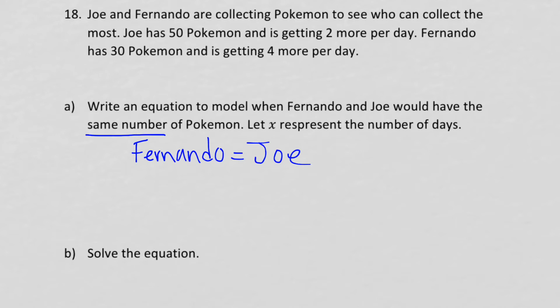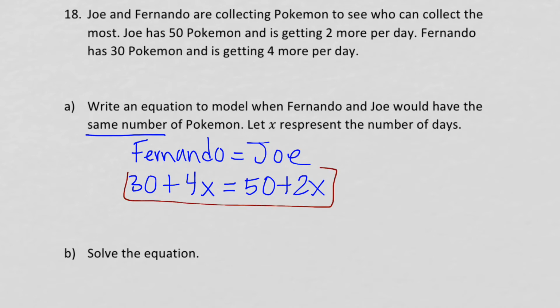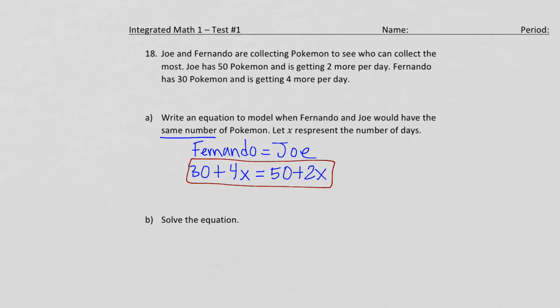So looking at the information, it says that Fernando has 30 and is getting 4 more per day. So Fernando's expression is going to be 30 plus 4 per day, and we'll say X is the number of days. For Joe, Joe has 50 and is getting 2 more per day. So Joe's expression is going to be 50 plus 2x, 2 more per day. That's it for part A. It says write an equation to model it. Done.